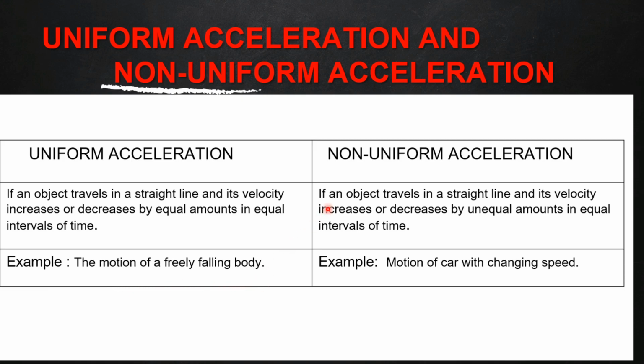Whereas the definition of non-uniform acceleration is, if an object travels in a straight line and its velocity increases or decreases by unequal amount in equal interval of time. See here, the word unequal is important. So, unequal amount in equal interval of time. This is non-uniform acceleration. The example for this is motion of a car with changing speed. If the car is turning or if there is a rough road, then the speed of the car will change. This we had already seen in my previous video.